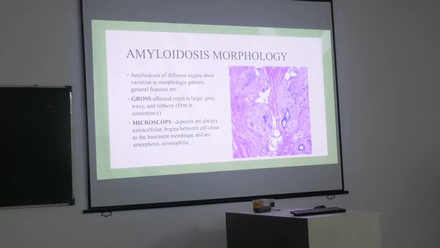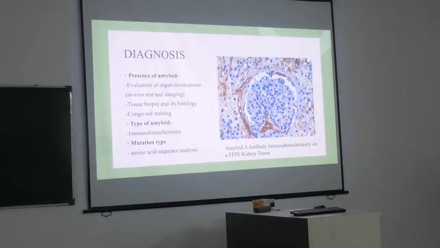Whatever may be the organ, gross appearance will be large, gray, waxy and rubbery, and microscopy always amorphous, extracellular material, eosinophilic material, near to or close to the basement membrane.